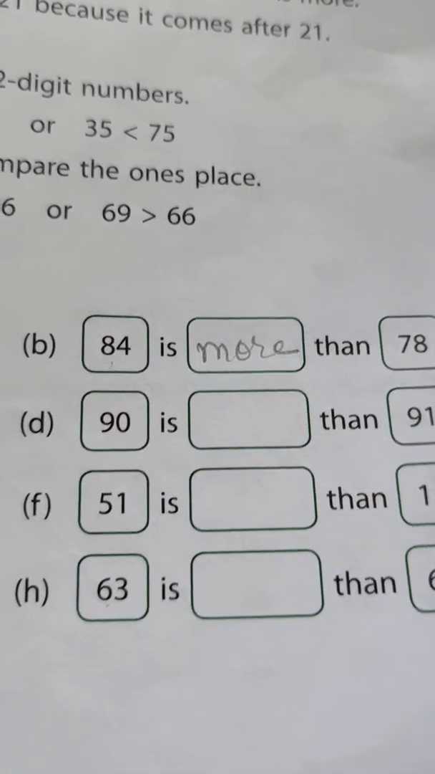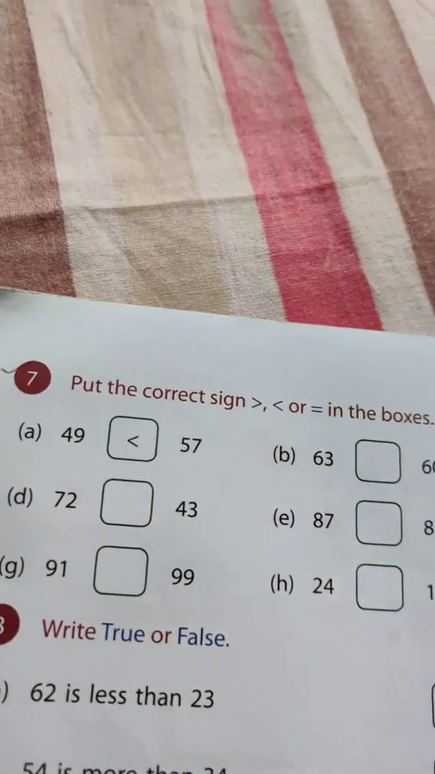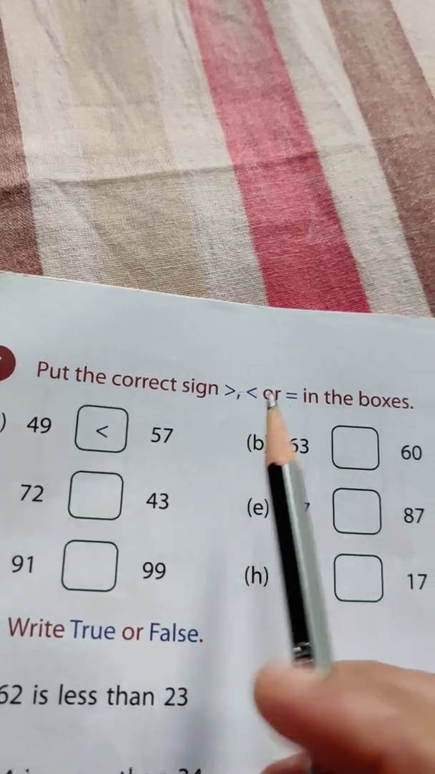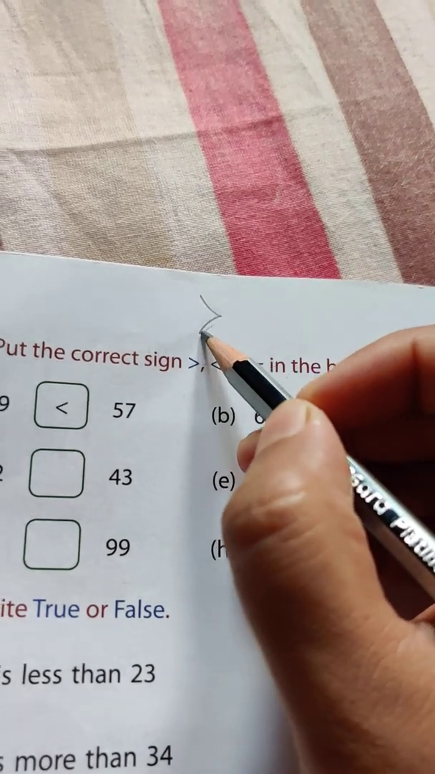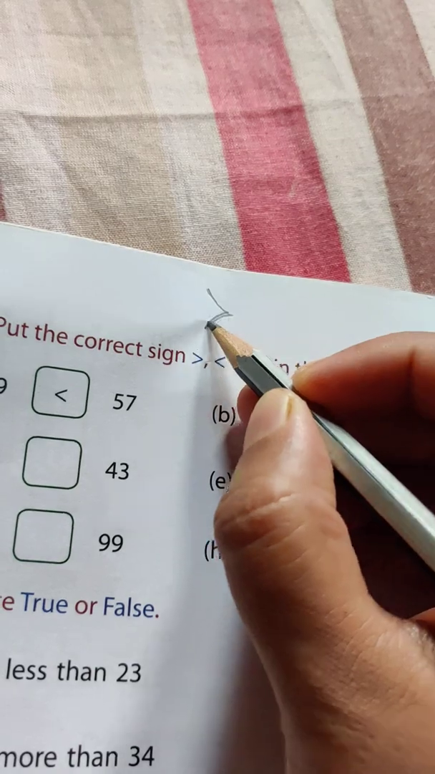The other three you do yourself. Try to do them. If you cannot understand, ask me through Google Classroom. Same, put the correct sign. Which one is more? We will put the open mouth sign towards the more number, like this.